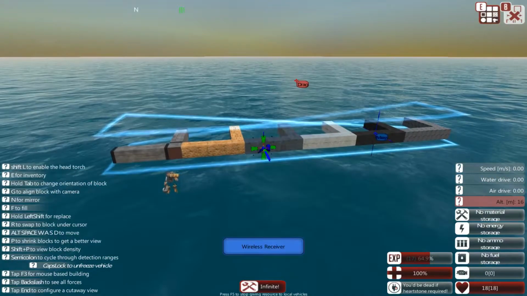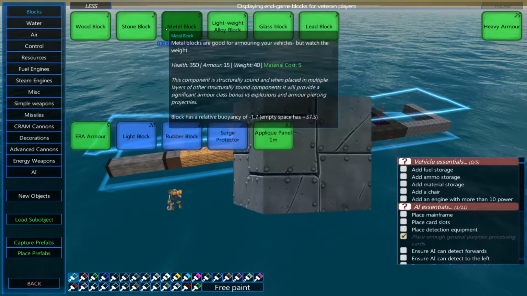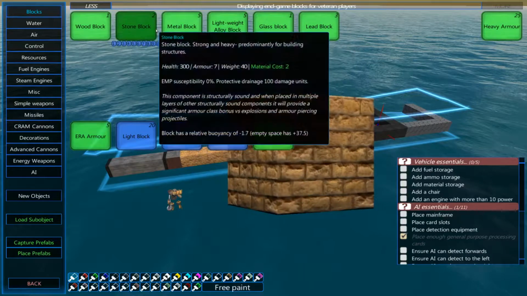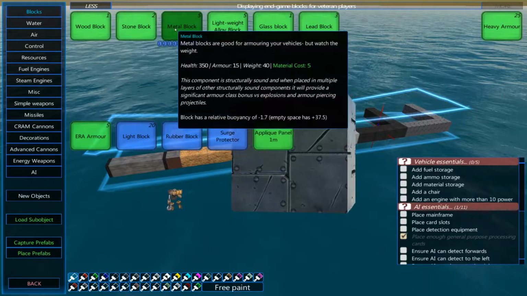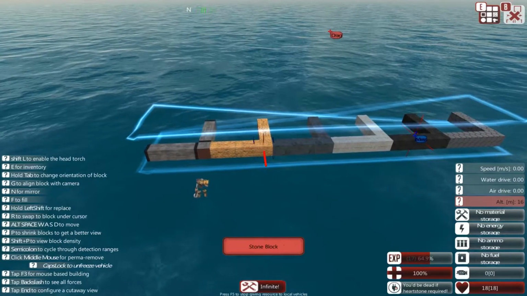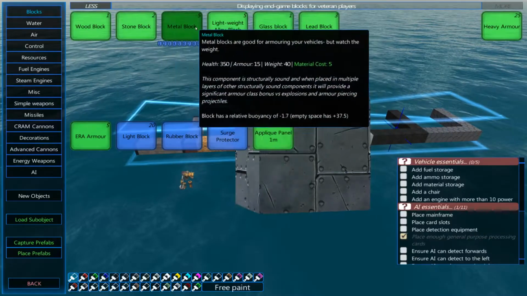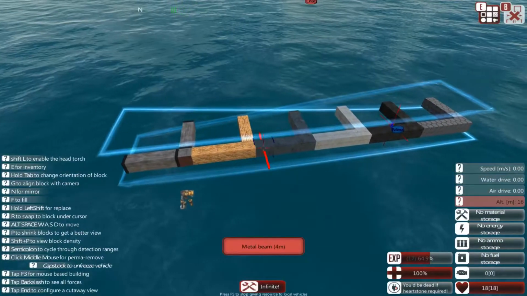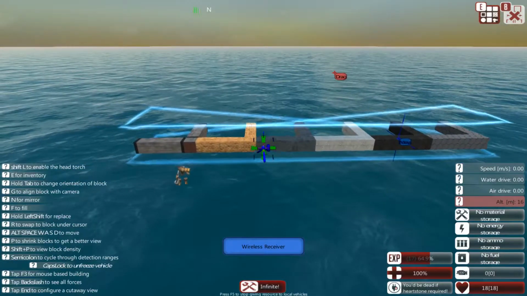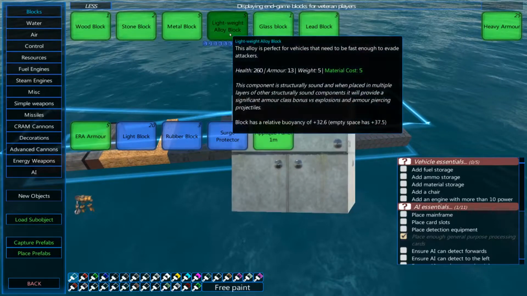Okay, and here is metal. Metal has more health than stone, 50 more, 8 more armor, the same weight, and the same buoyancy. Metal is generally a better choice, just because it has a better armor value, though they weigh the same and cause the same issues, so you're going to be relying on air pumps a lot, or helium pumps if you're building an airship.